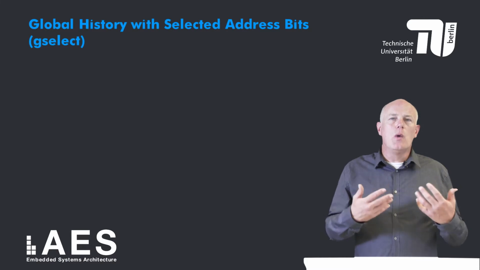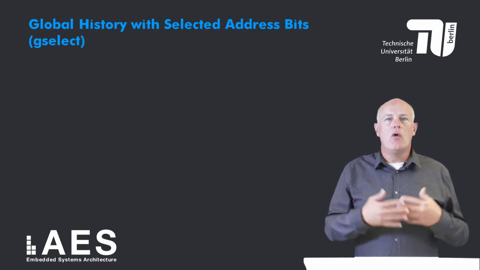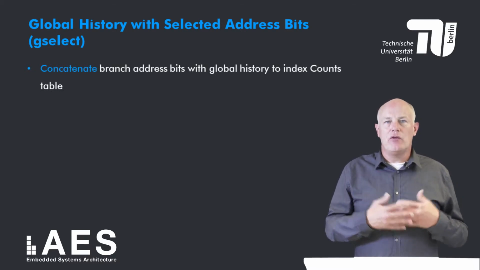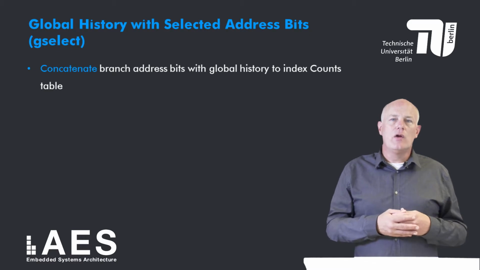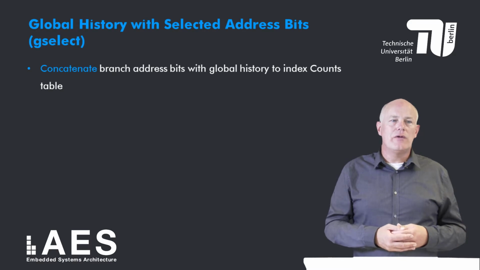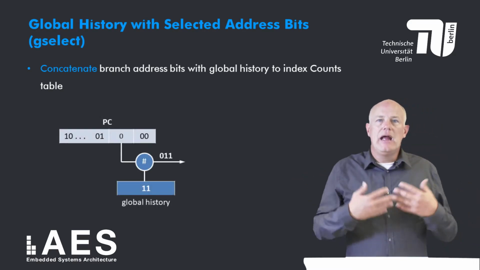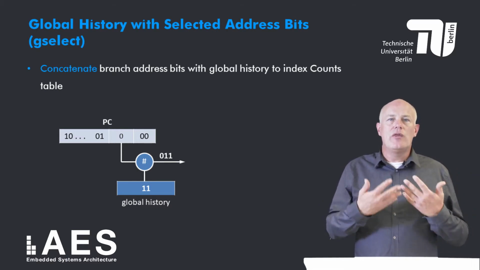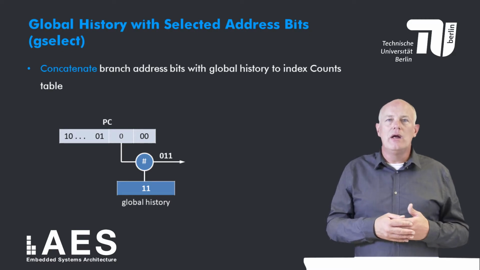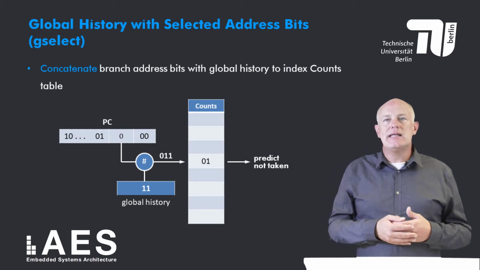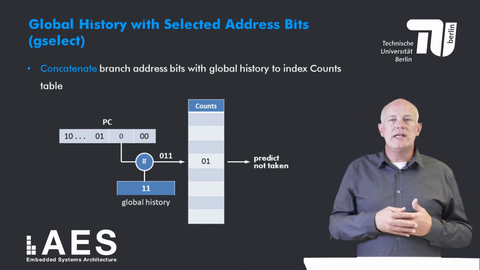The first one is called global history with selected address bits, or gselect for short. In gselect, some branch address bits or PC bits are concatenated with the global history. The resulting bit sequence is then used to index the table of counters. Here's an example. In this example, one bit from the program counter, in this case 0, is concatenated with the global history, in this case 11, to form the index 011. This index is then used to access the table of counters. Since the count is 01, the branch is predicted not taken.